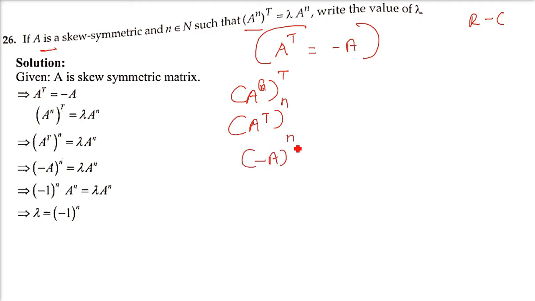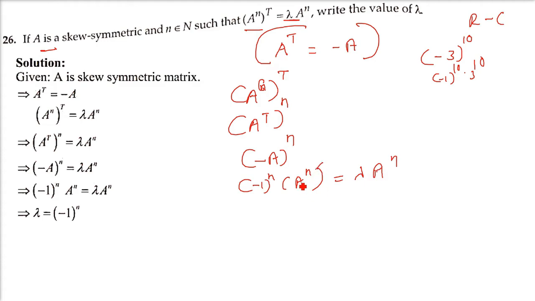So negative A raise n, and this is given in the question as lambda A to the power n. Minus A raise n can be written as minus 1 to the power n and A raise n. Because minus 3 raised 10, for example, can be written as minus 1 raised 10 and 3 raised 10. So minus 1 raised n and A raised n. This is equal to what? Lambda A raised to power n. So this gets cancelled. Lambda will be equal to minus 1 to the power n. This is the value of lambda.